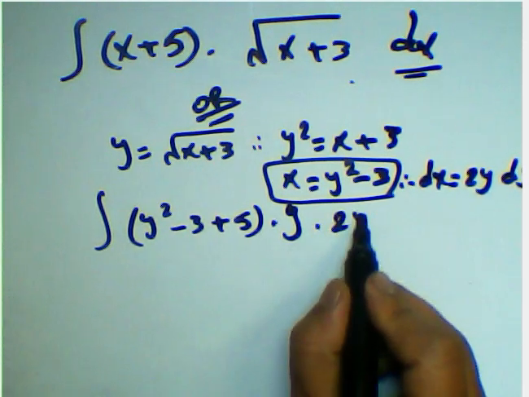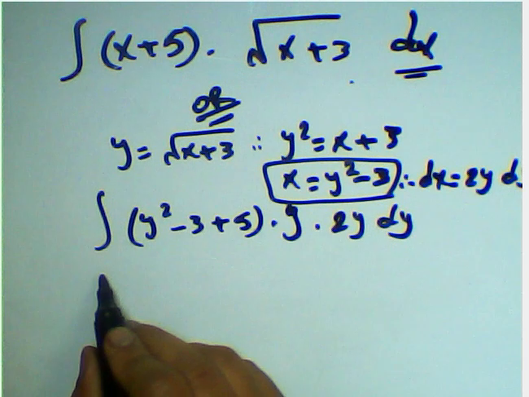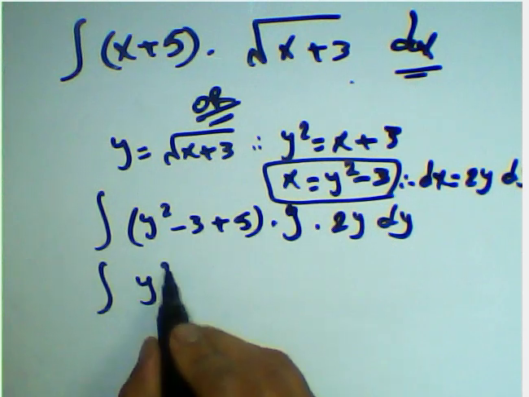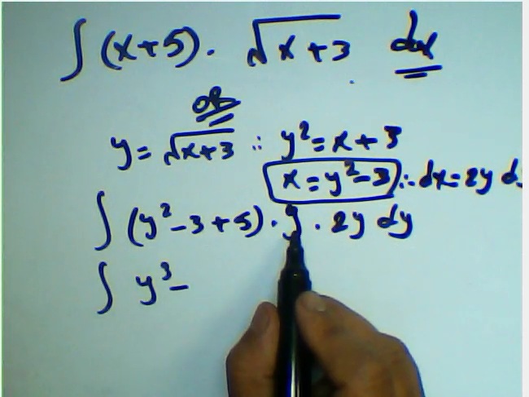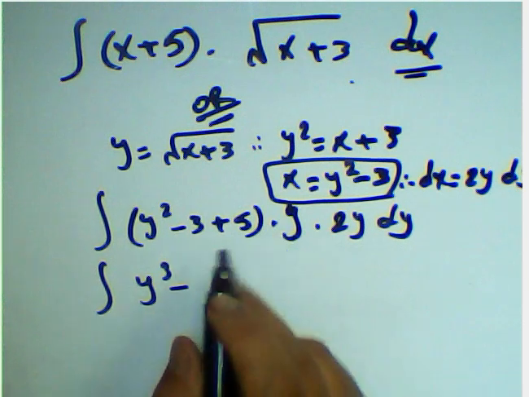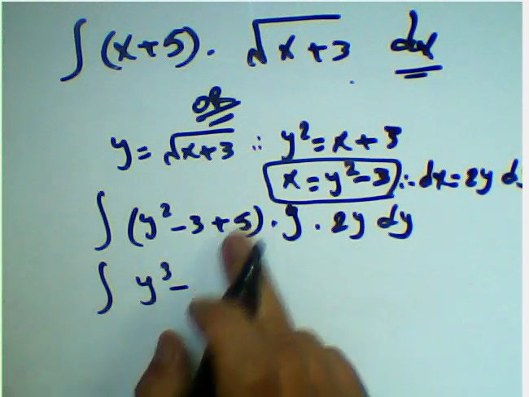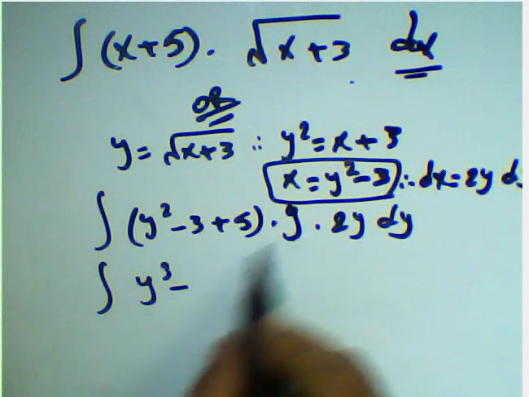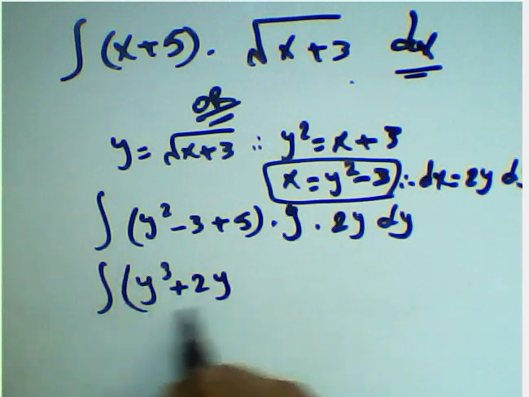Times 2y dy, and distributing here, it will be y power 3. Subtract this number, what will it be? Negative 3 plus 5 equals 2, 2 times y equals 2y, understood?